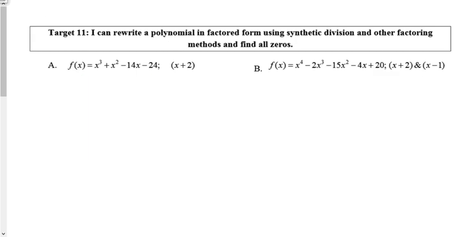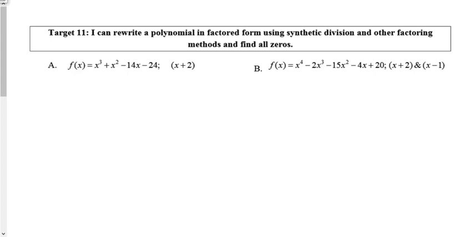That was target 10. This is target 11. I can rewrite a polynomial in factored form using synthetic division and other factoring methods and find all zeros. All right, so looking at A, it gives us x cubed plus x squared minus 14x minus 24, and it tells us one of the factors is x plus 2.